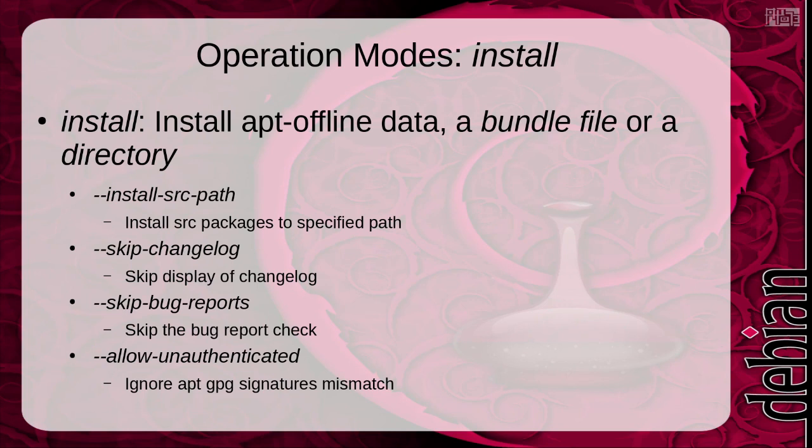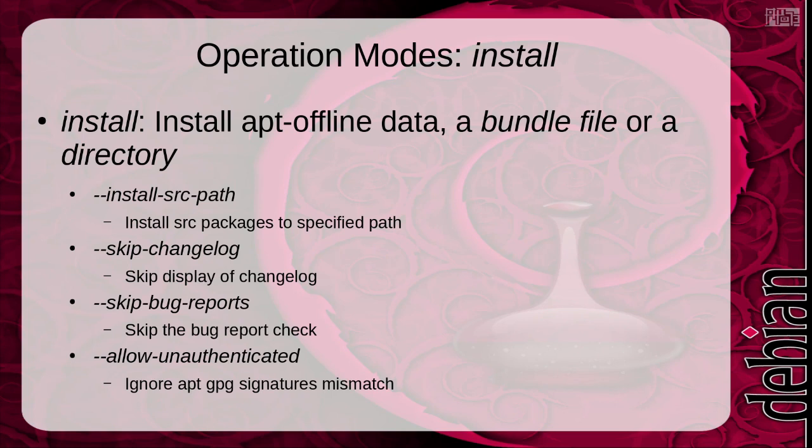Last is the allow unauthenticated option. This is something I wouldn't encourage to use, but if you have scenarios where you don't want APT Offline to do the APT keyrings GPG signature validation, in that case you can instruct APT Offline to not validate it and just bypass the authentication. But this option is something I wouldn't recommend, so it is disabled by default. But if there is a use case you need it, you can use it.